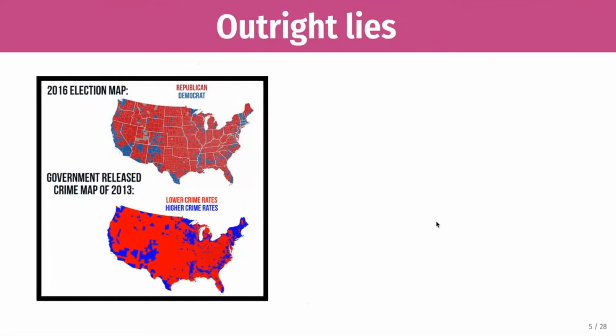But the really interesting thing about this is that bottom map, the government released crime map of 2013, is not actually crime. Those are the results of the 2012 election. So really it's comparing the 2012 to the 2016 election, which if you know anything about presidential politics, generally if a district or a state votes for a president in one election, it's probably going to vote for the same president in the next election, just because of how demographic trends work. Except in the case of Georgia this year that flipped. But again, that's a total lie right here.